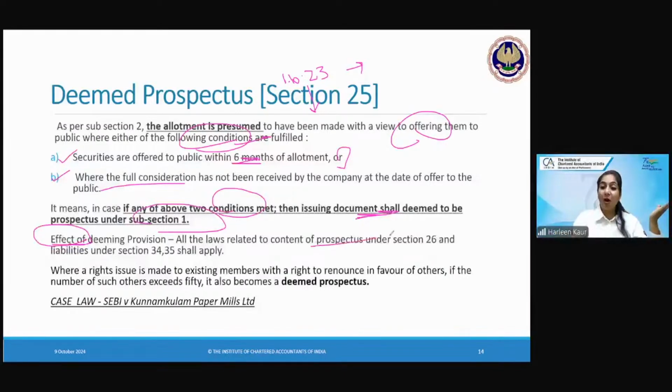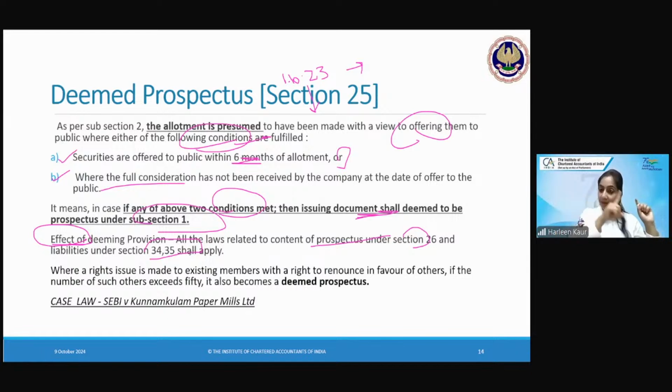All the provisions, now you cannot have any escape route. Now you have to follow whatever is written in the Companies Act. Section 26, contents of the prospectus. You have to make the prospectus according to section 21, 26 provisions, and all the liability provisions of section 34, 35 shall now apply to this deemed prospectus.